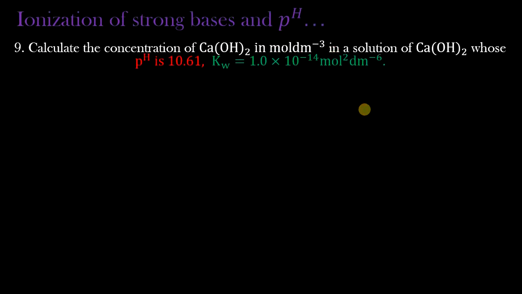Now let's look at the second task. What we have now is calcium hydroxide, and they want us to calculate its concentration in moles per liter, if you have been given the pH as 10.61 and Kw as 1.0 exponent negative 14 molar squared.